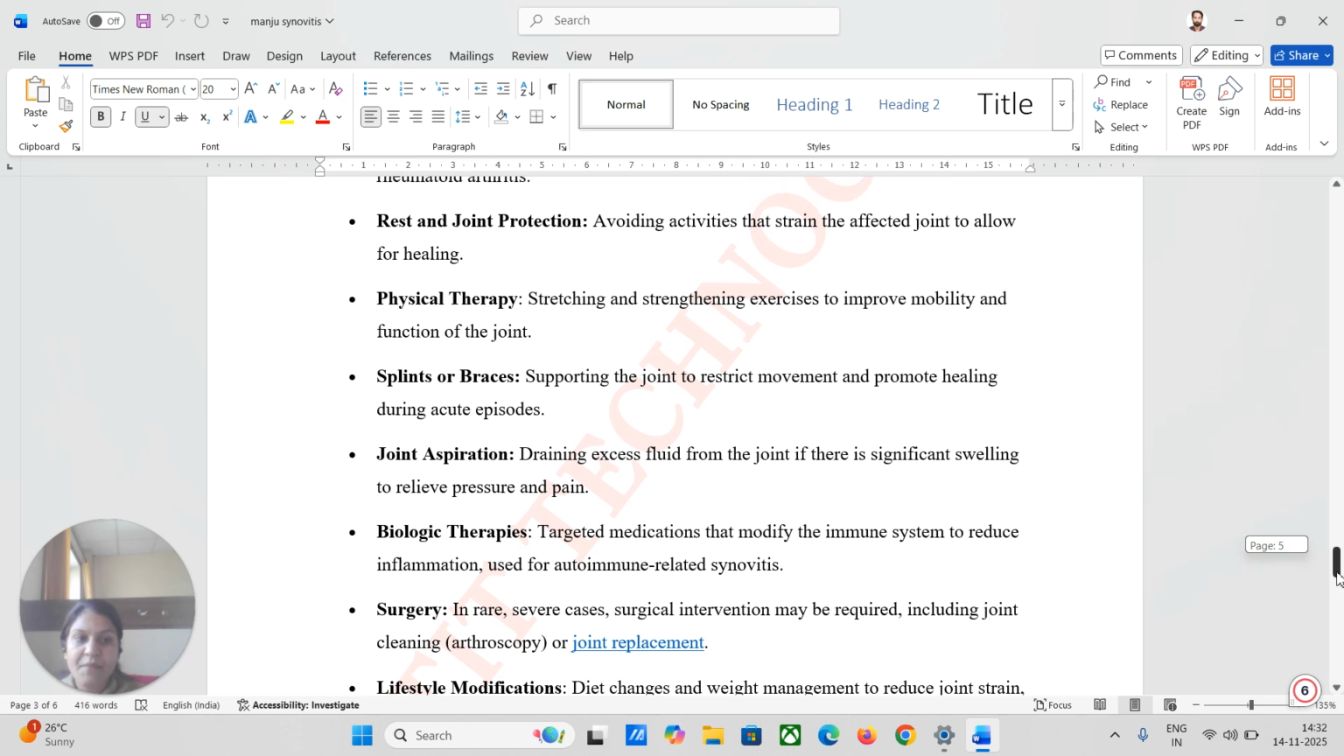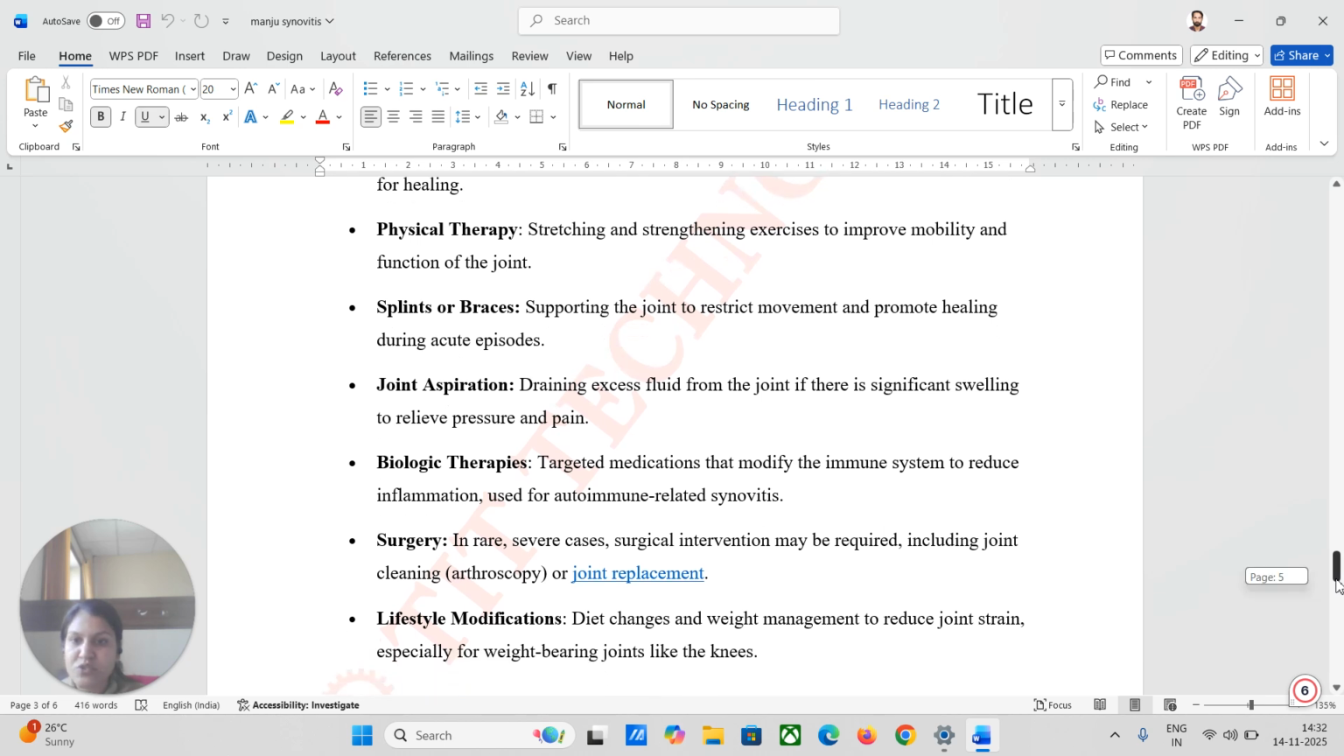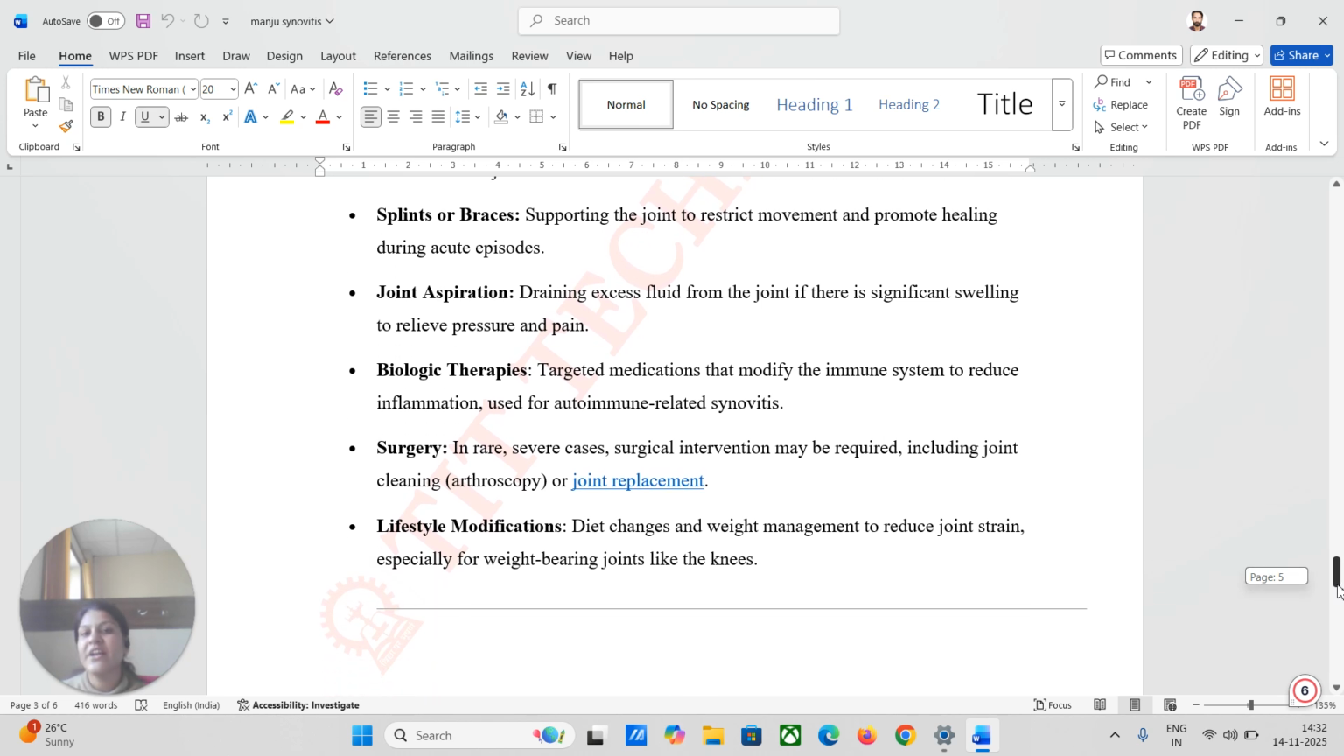Biological therapy, targeted medication that modifies the immune system to reduce the inflammation, used for autoimmune-related synovitis. Then surgery: in rare cases, surgical intervention may be required, including joint cleaning, arthroscopy, and joint replacement.